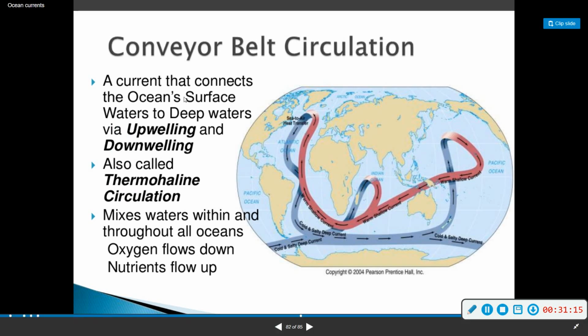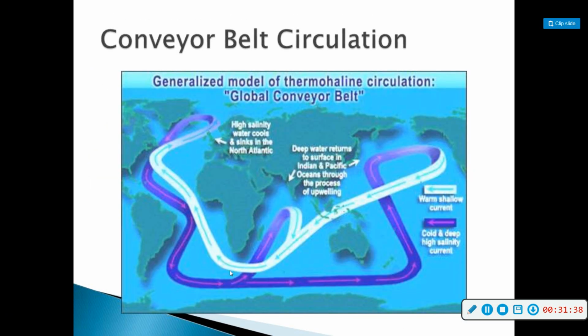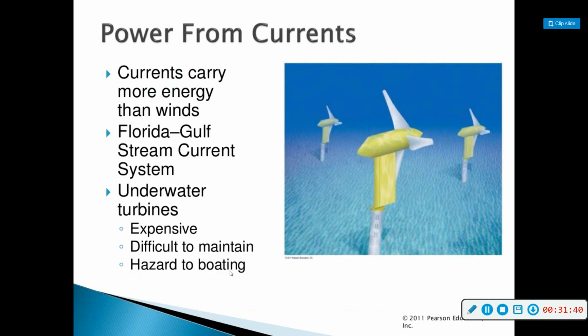A current that connects the ocean surface via upwelling and downwelling. This is your conveyor belt. It's also called thermohaline circulation. It mixes waters within and throughout all oceans. Oxygen flows down, nutrients flow up. There's your conveyor belt circulation, more conveyor belt circulation.